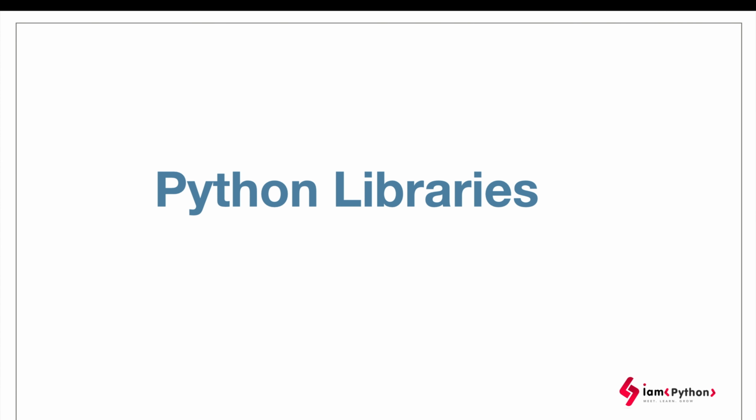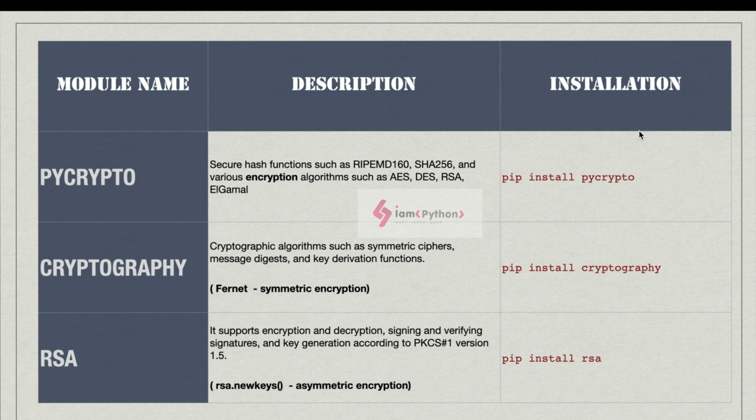What are the Python libraries we can use for encryption and decryption? This is the list of Python libraries we can use for the encryption process. There are other libraries also, but we can discuss those in the future. Right now I displayed the three important libraries: PyCrypto, cryptography, and RSA.